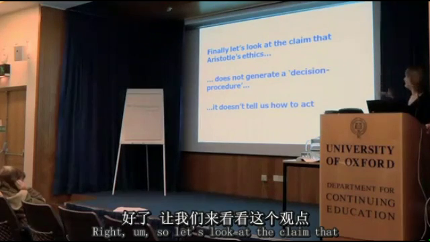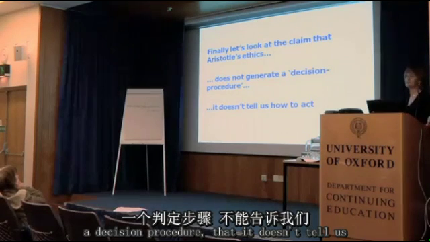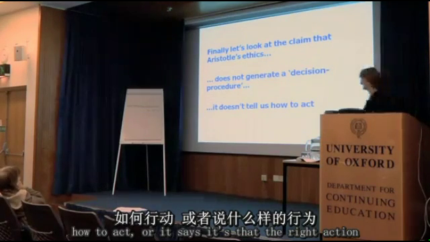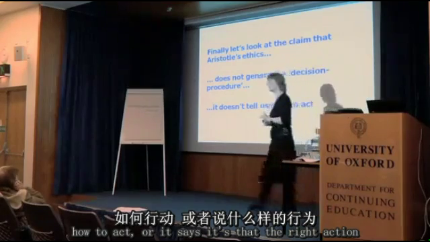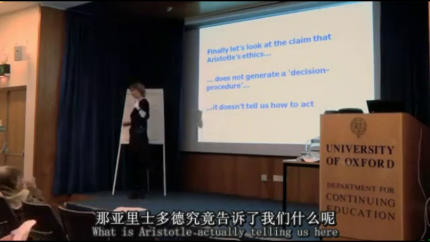Right. So let's look at the claim that Aristotle's ethics doesn't generate a decision procedure, that it doesn't tell us how to act. All it says is that the right action is the action that would be performed by the virtuous person. What is Aristotle actually telling us here?